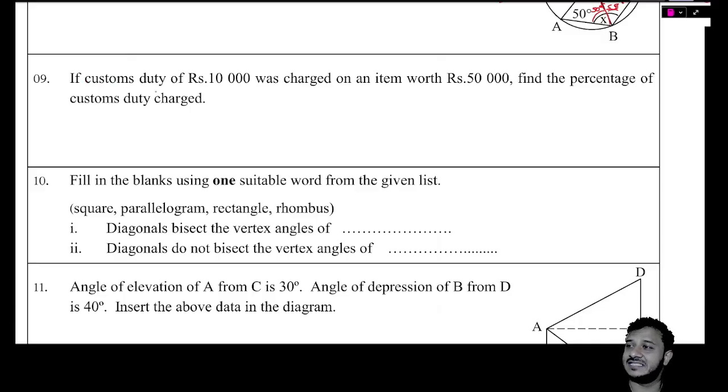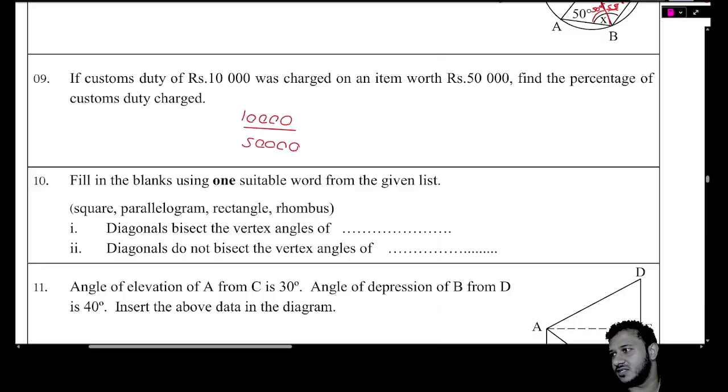Anyway, if customs duty of 10,000 was charged on an item worth 50,000, what is the percentage? Oh, easy. 10,000 out of 50,000, to get the percentage, multiply by 100. Zero cancels zero, zero cancels zero, zero cancels zero. 5 times tables 1, 5 times tables 20. 20%.